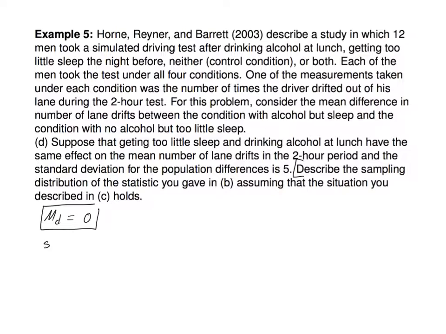And then they want the SD of d bar, the standard deviation: how much will my average lane drifts vary? That's sigma sub D over root n, because this is in samples of 12, not just for individuals. So that's 5 over root 12, which ends up being about 1.44.